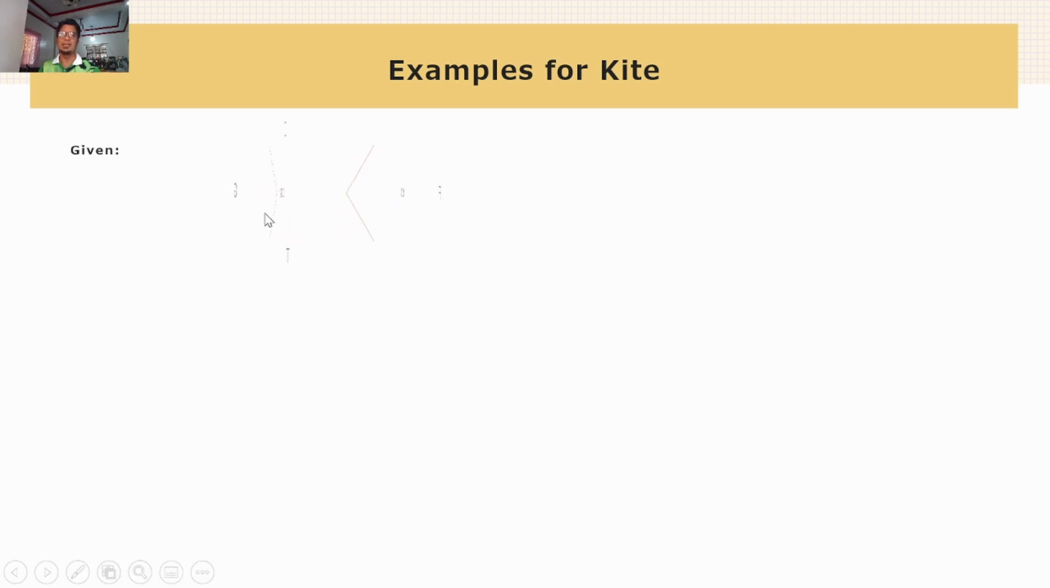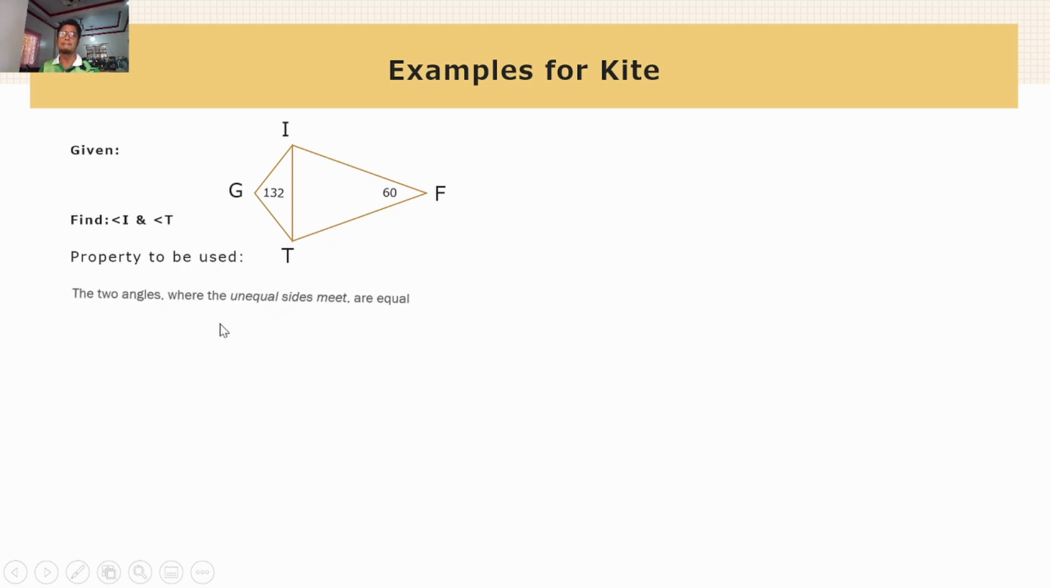So the given is this kite, and this is GIFT. Kite GIFT. And the angle G is 132, angle F is 60 degrees. And we are looking for angle I and angle T. So property to be used, the two angles where the unequal sides meet are equal. Ayan.